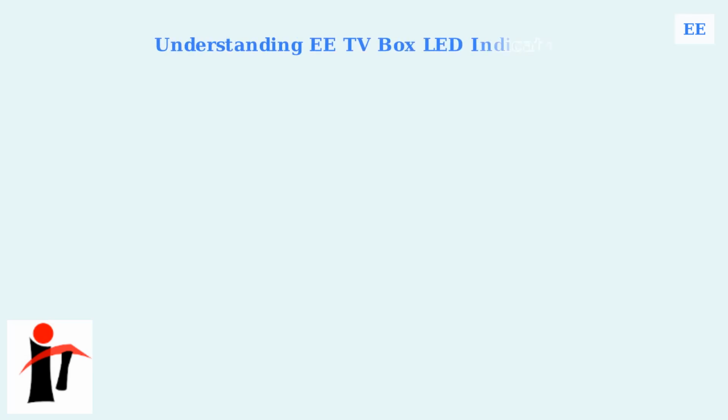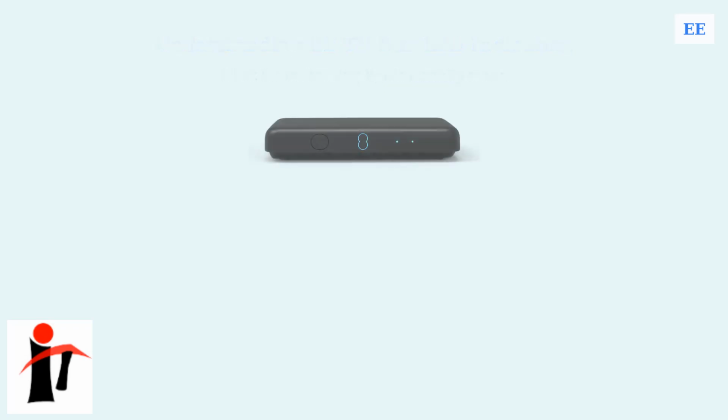Is your EETV box flashing and you're not sure why? Understanding what those LED indicators mean is crucial for diagnosing any issues with your device. Your EETV box has two main LED indicators that communicate its status. The power LED shows the device's operational state, while the network LED indicates connectivity status.